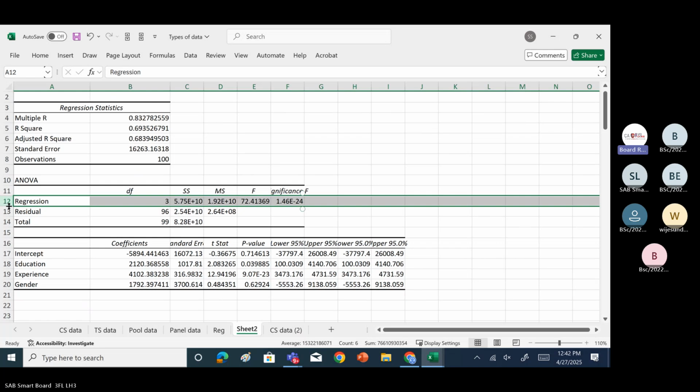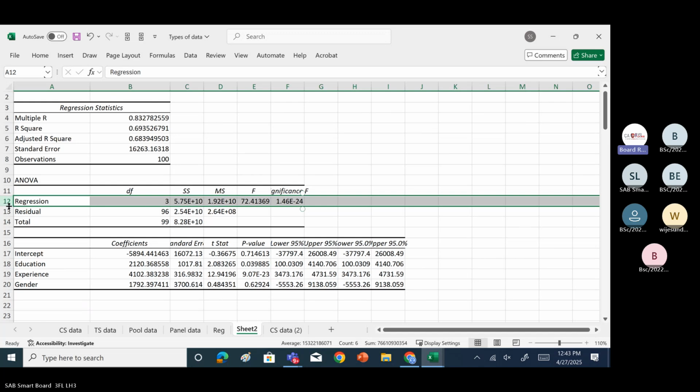The impact of experience, education, the impact of education, experience, and gender on salary. Right. So this is the research.